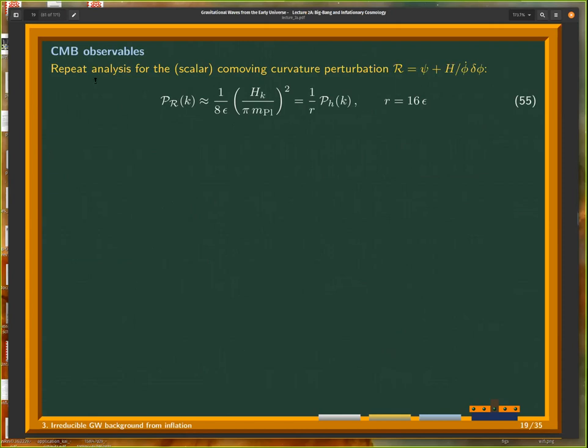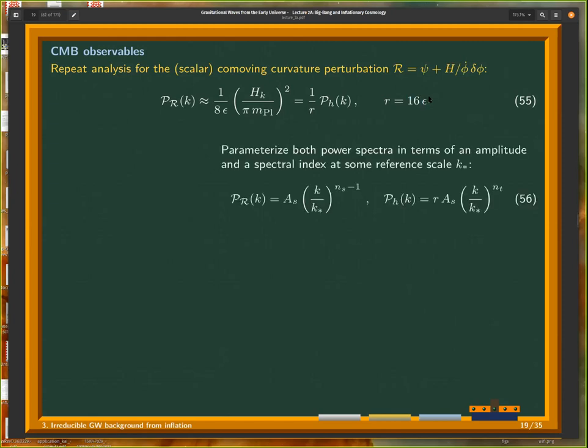We can repeat the analysis for the scalar perturbations, for the co-moving curvature power spectrum, which comes from scalar perturbations in the metric and scalar perturbations in the inflaton field. And this is the result you find. I don't want to repeat the calculation, but it looks very similar to the case of the tensor perturbations. The only difference is this prefactor here. So this is, again, the tensor to scalar ratio. And in slow roll inflation, you find a very clear prediction for the tensor to scalar ratio. It's 16 times the slow roll parameter epsilon.